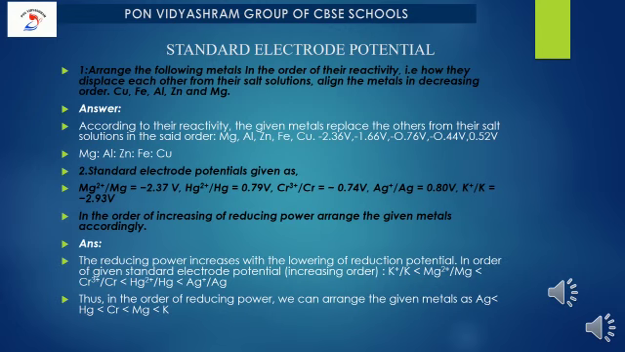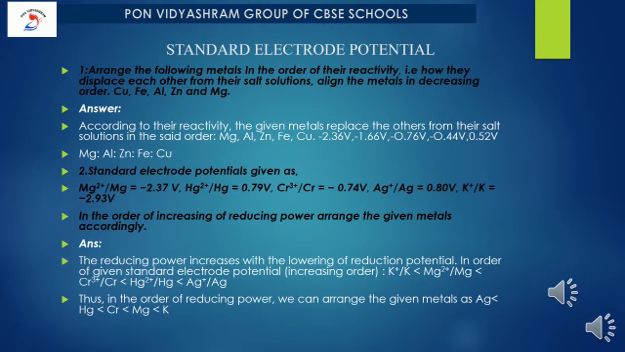Now, the next numerical: standard electrode potentials are given to us. You could see the values. Mg2+ converted into Mg, the value is minus 2.37 volt. Hg2+ to Hg is plus 0.79 volt. Cr3+ to Cr is minus 0.74 volt. Ag+ to Ag is 0.80 volt. K+ to K is minus 2.93 volt. So, in the order of increasing reducing power, arrange the given metals accordingly.